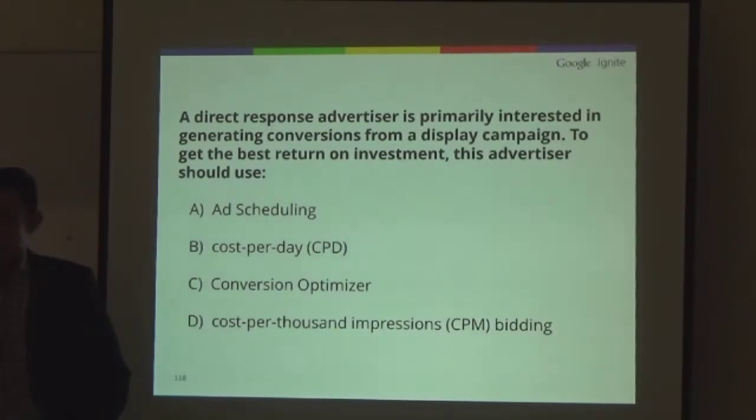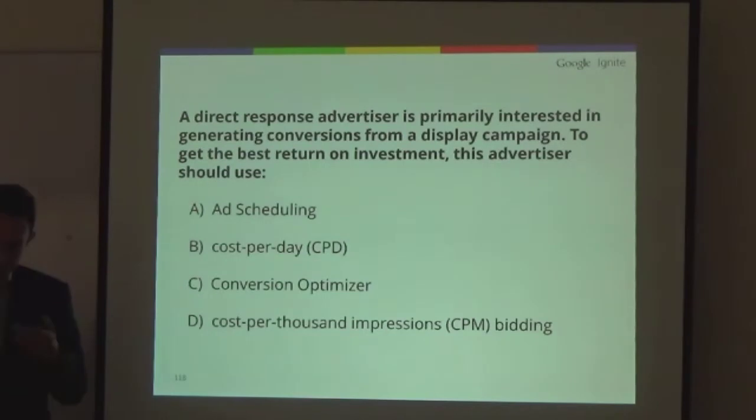Is it A, ad scheduling? True or false? False. Definitely it's a no-go. How about B, cost per day? False, yeah? Cost per day is not meant for this type of strategy or business model here. How about C, conversion optimizer? Conversion optimizer.